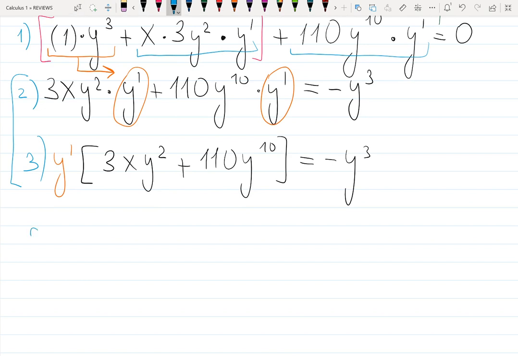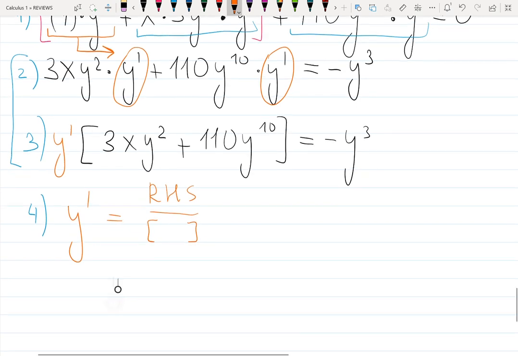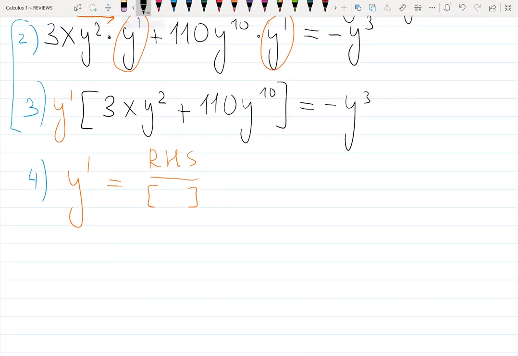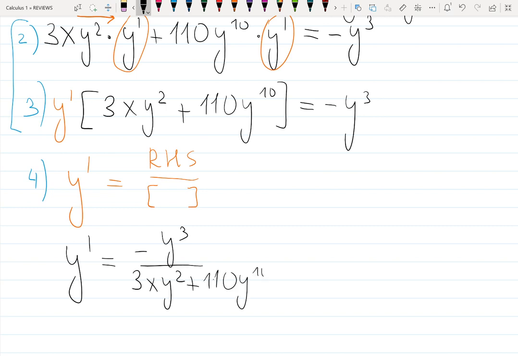The fourth step is always the same. It gives you the answer. y prime equals, and it's always going to be the right-hand side over those brackets you have when you factor it out in the previous step. So it's going to be y prime equals minus y cubed all over 3x y squared plus 110 y to the 10. And that's the answer.